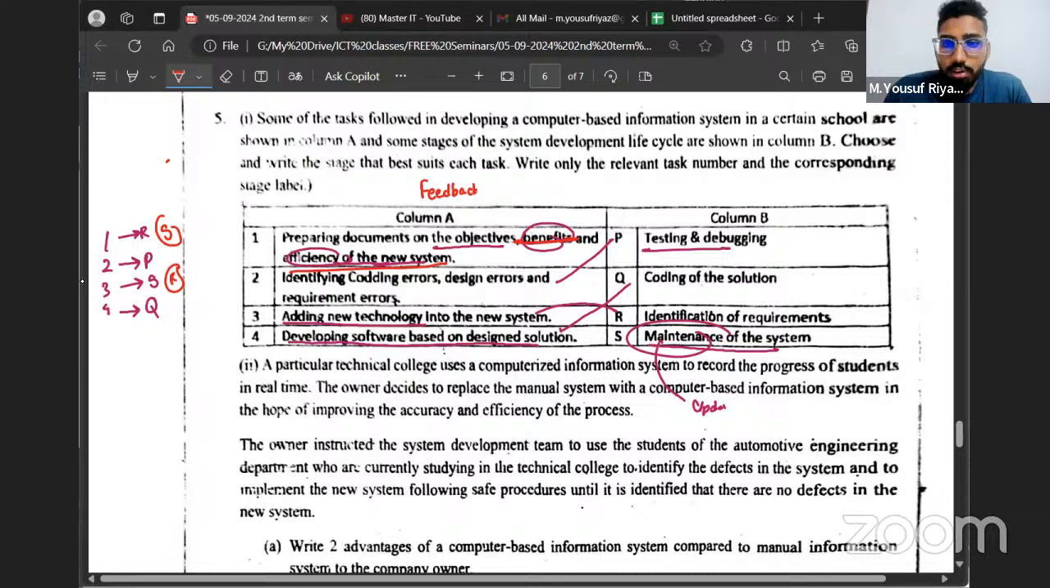Right. After we deploy the system, deployment is just before maintenance now. So once you're done deploying, the next stage is we go and ask the customer their feedback. Okay, how is the system? Are you finding any errors? Is it making your work easy?